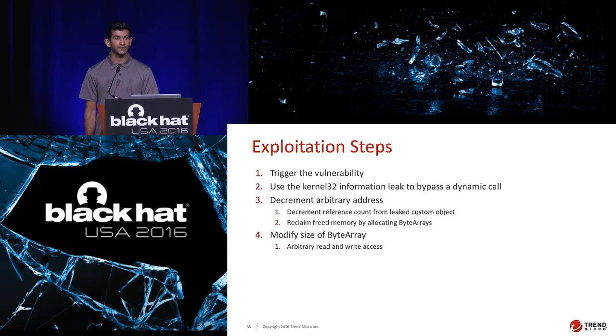As part of reclaiming the memory, they're able to achieve an arbitrary address decrement. And although this is limited, because they have the information leak from the first Flash vulnerability, they use this to decrement the reference count and replace that object with a custom object, or with a byte array. So now they have two objects pointing to the same address. And they have the byte array, which has sizes and positions, and they have their custom object. Using the custom object, they're able to change the size such that it is much, much larger than it actually is, and they're able to read and write through basically all of memory just by updating position and reading and writing.